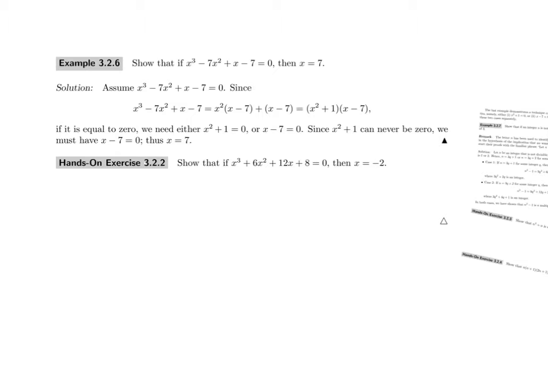And I know what you might be thinking, it's saying never be 0. We know that if we have the complex numbers, then x squared plus 1 could be 0. So we just assume that we're living in the real numbers.